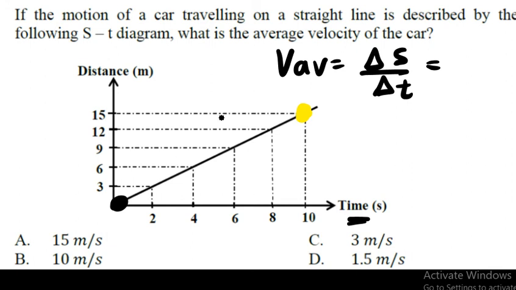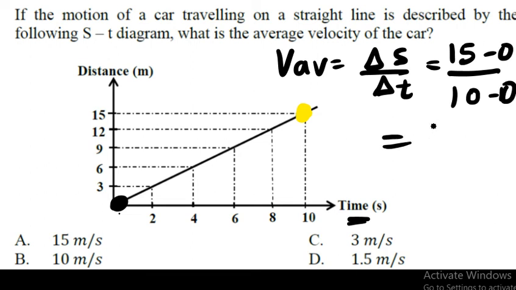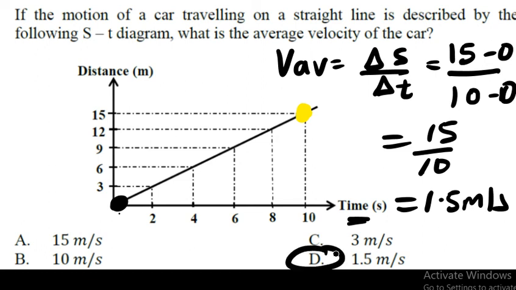Therefore, 15 minus 0, because vertically it moves from 0 to 15, that is the change. Over, what about horizontally? From 0 to 10, meaning 10 minus 0, which is going to be 15 over 10. 15 divided by 10 will be 1.5 meters per second. So the answer obviously will be D.